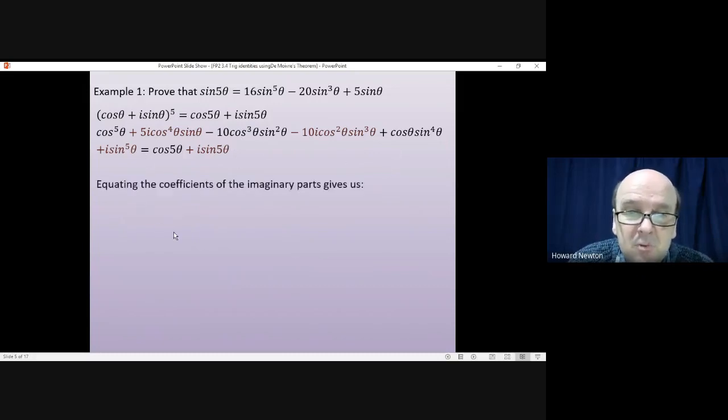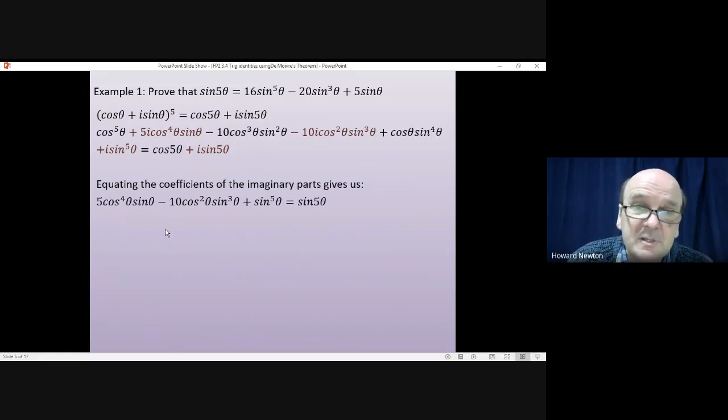But we need the imaginary ones, and we'll look at their coefficients and equate them on both sides. That gives us this. Now, on the last question, that was the end of the question. Sadly, it's not this time.